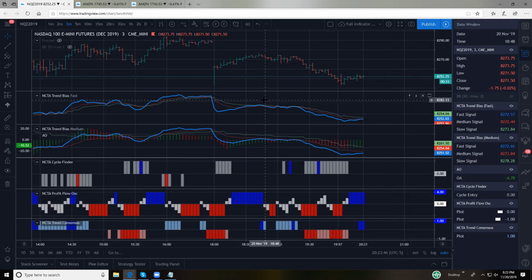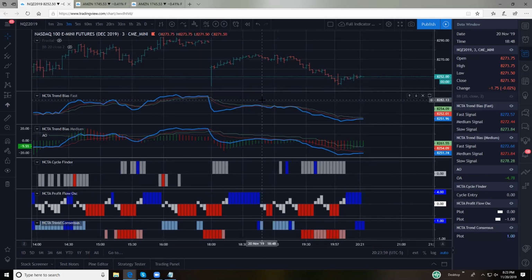Here's a great example right here, Aaron. At 1848, both trend biases were crossed down, but on a green AO. The prior bar at 1845, both trend biases were not crossed down. Actually, back up one more. They were not crossed down at 1842. So we're waiting.